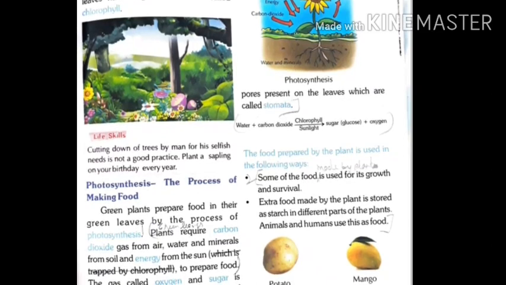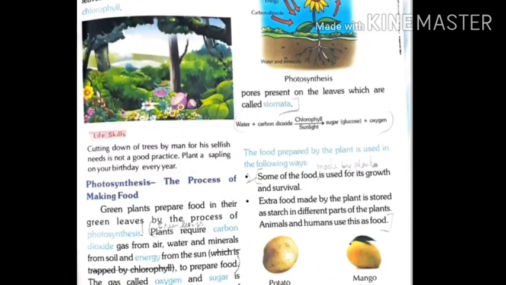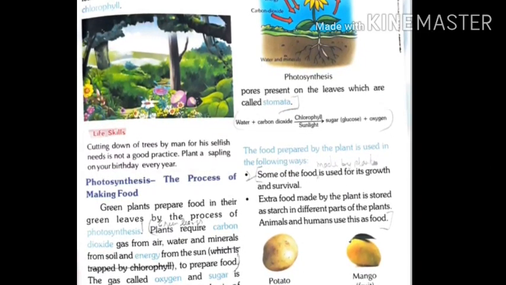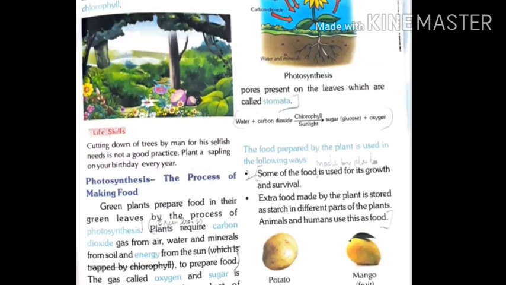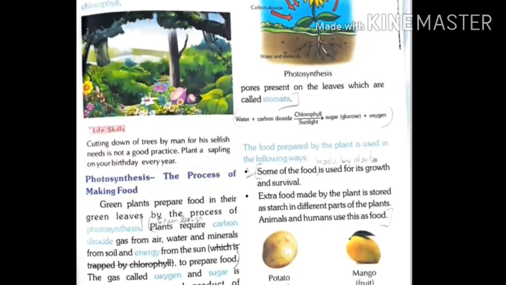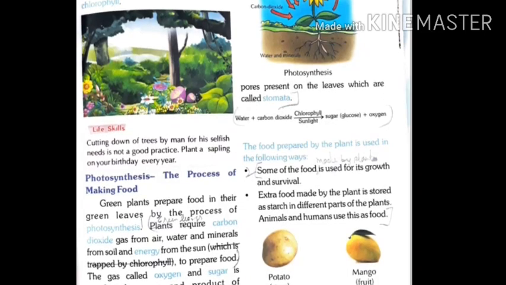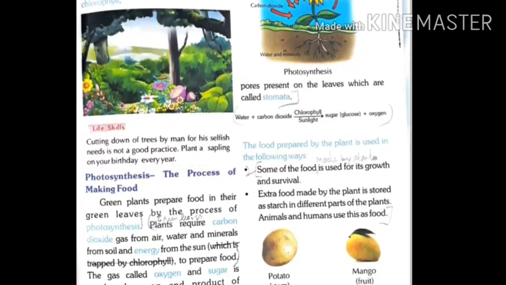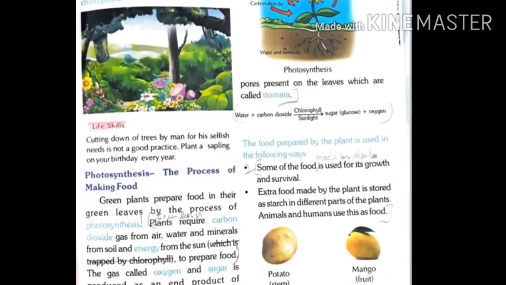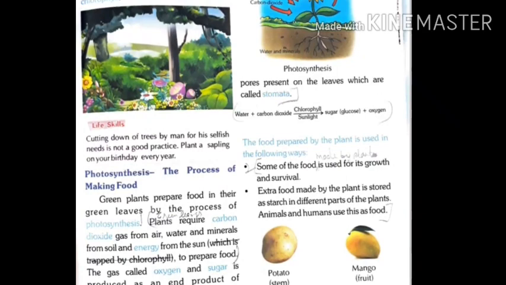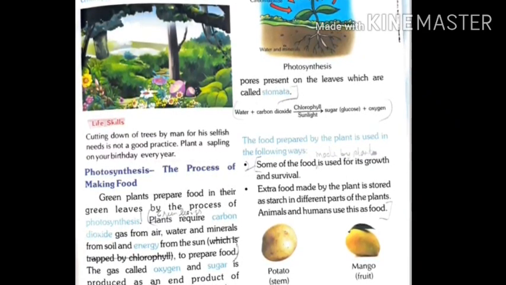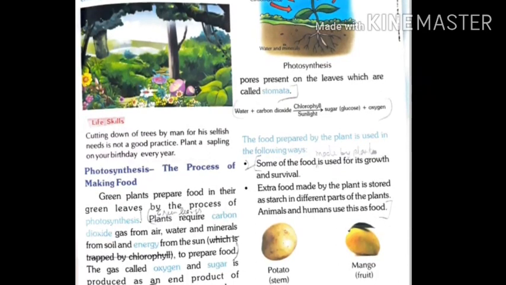Now see children, the plants prepare food on their own. All of you know that. But how do they prepare food? By the process of photosynthesis. And for the process of photosynthesis, the plant requires carbon dioxide gas, which it takes from the air, and it requires water and minerals also, which the plant takes from the soil, and it gets energy from the sun, which is trapped by the chlorophyll.